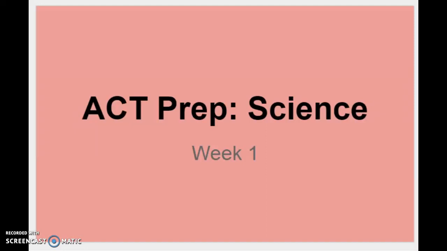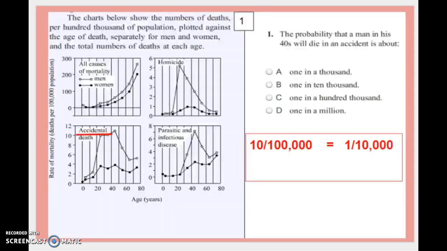Okay, everybody, let's take a look at these Week 1 Science ACT Prep questions. The first question they start out with is really just telling if you know how to look at a graph or not, and read those. So they give you 4 different graphs. All of them have to do with death. So this is all-cause mortality, homicides, accidents, and things like infectious disease.